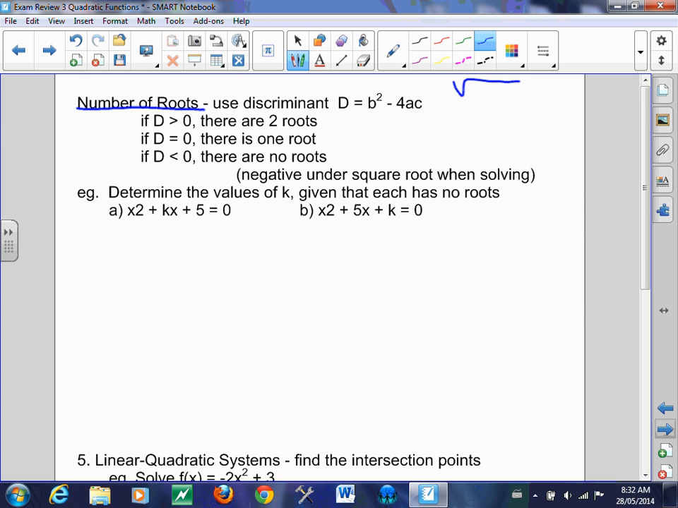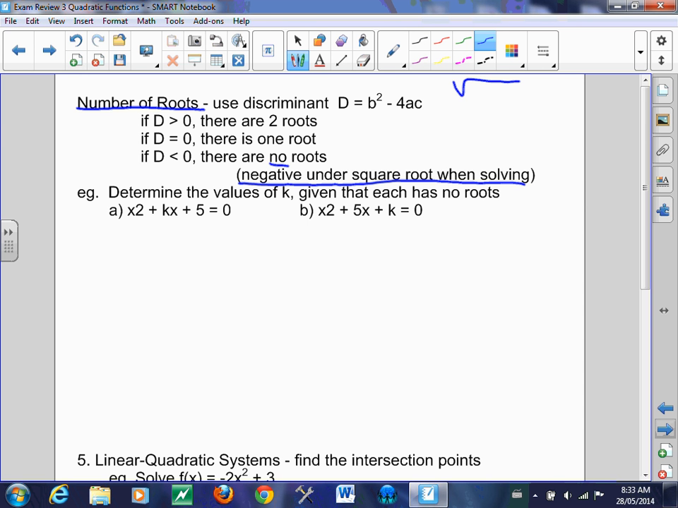And the discriminant, if it's greater than 0, then under the square root, if you're doing the quadratic formula, you know you're going to have 2 roots. If it equals 0, that means your square root's going to cancel completely, and there won't be 2 options. And if it's negative under the square root when solving, then you know there's going to be no roots. All right. We also threw in a couple of algebraic simplifications with this to determine values of k. So let's take a look at doing this.